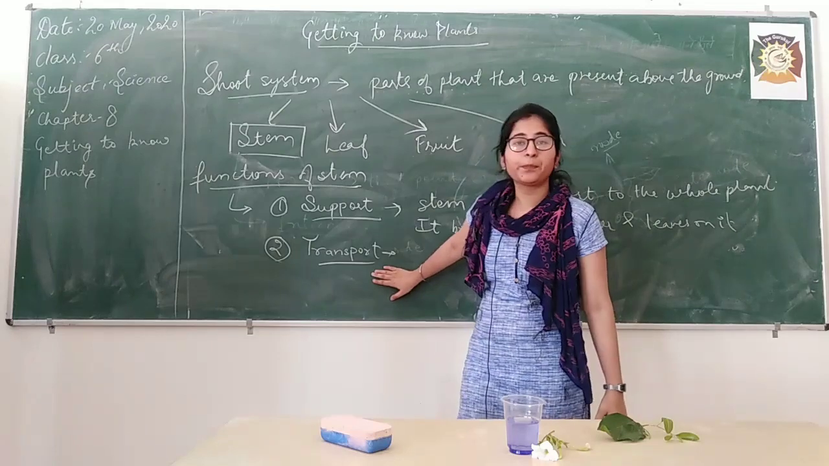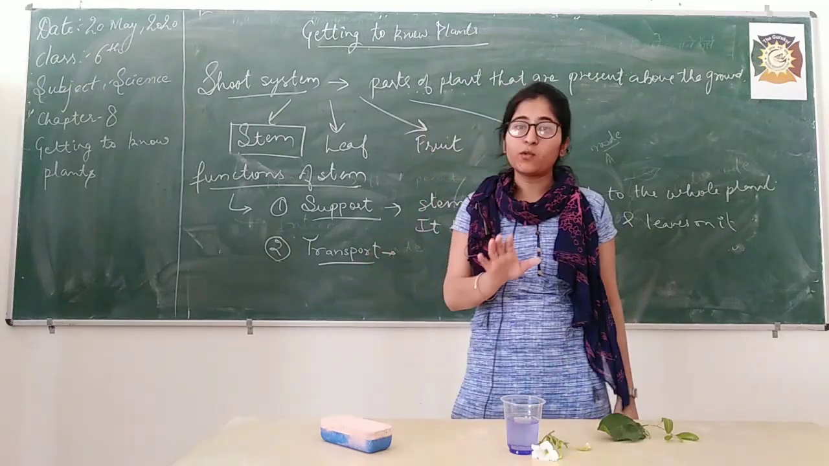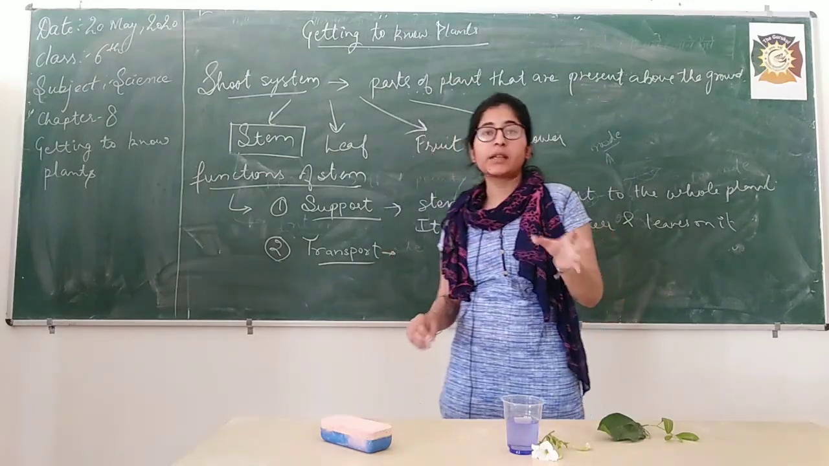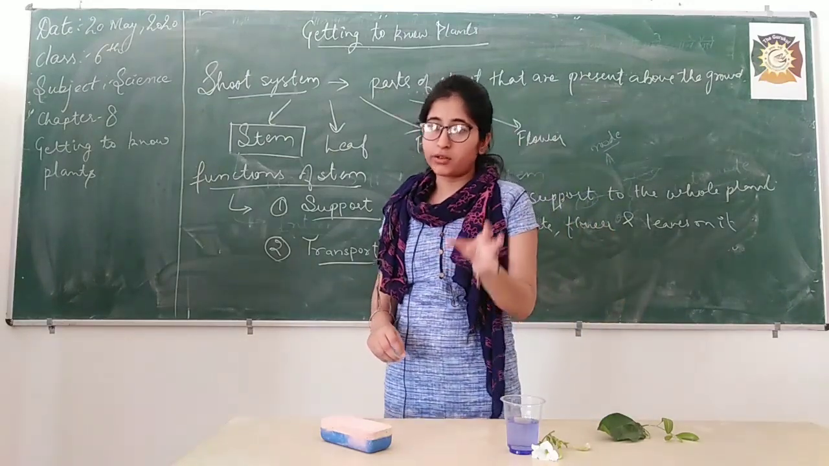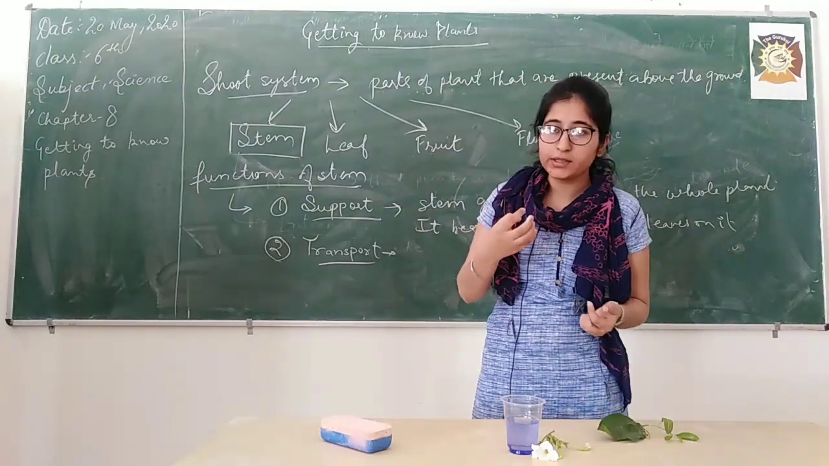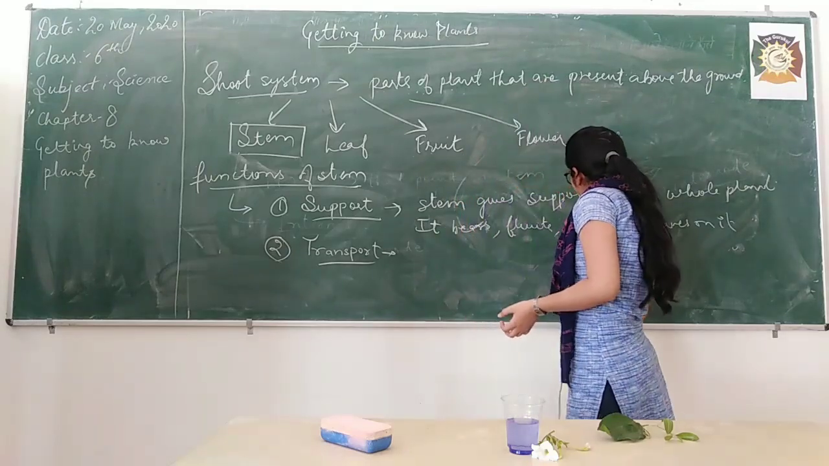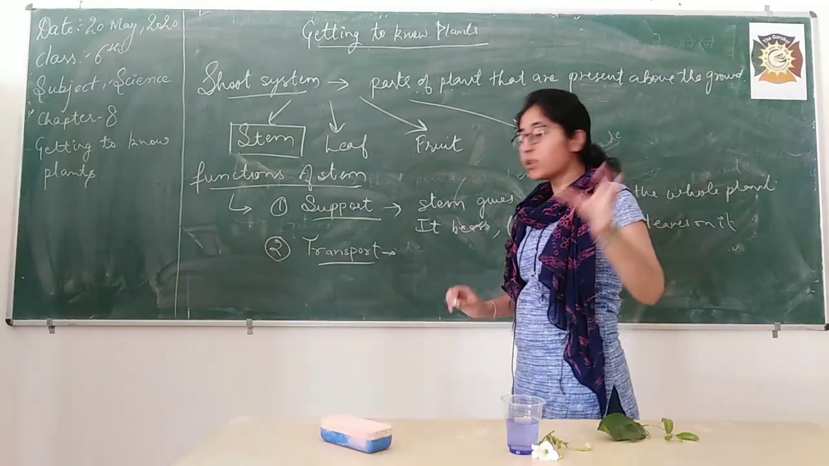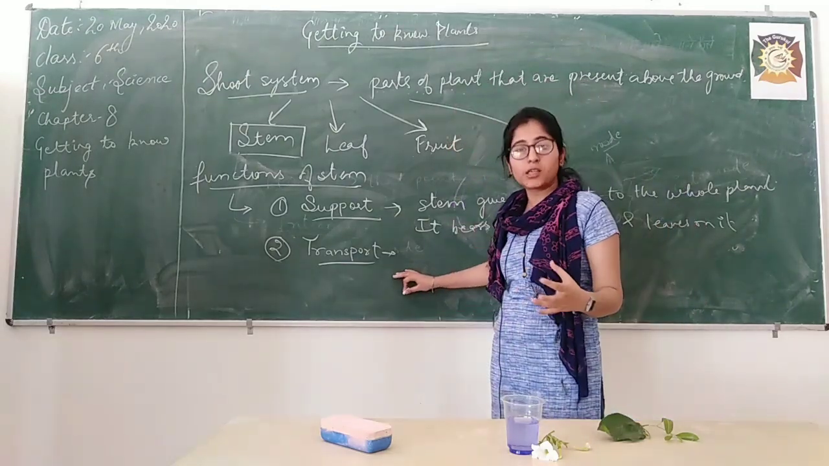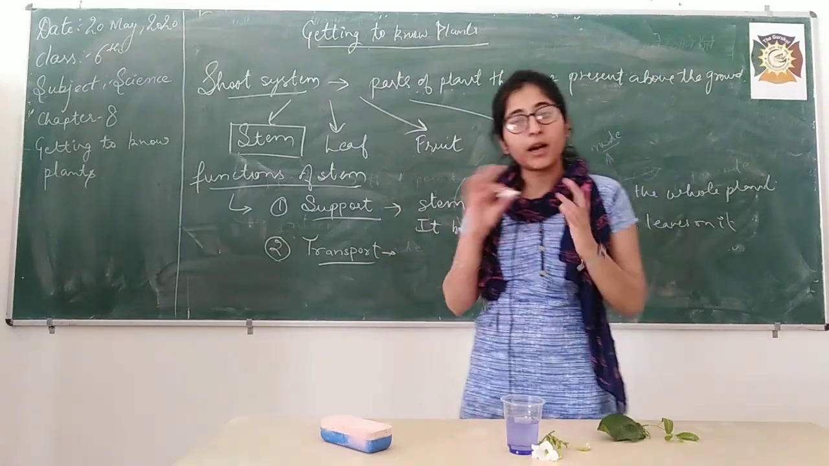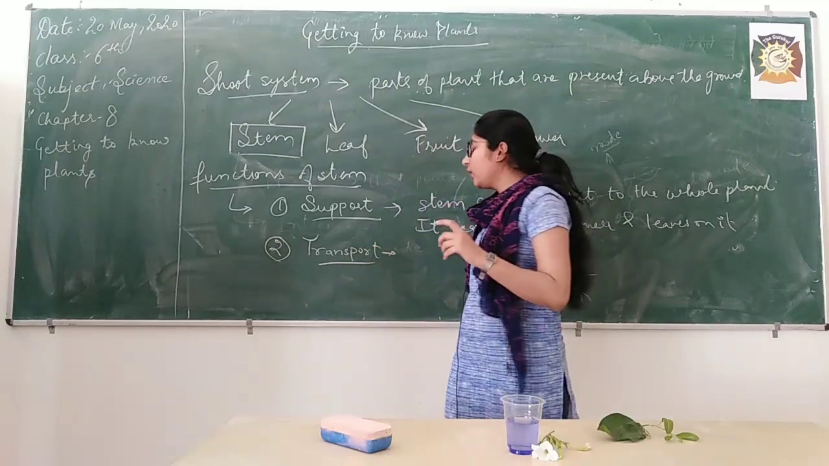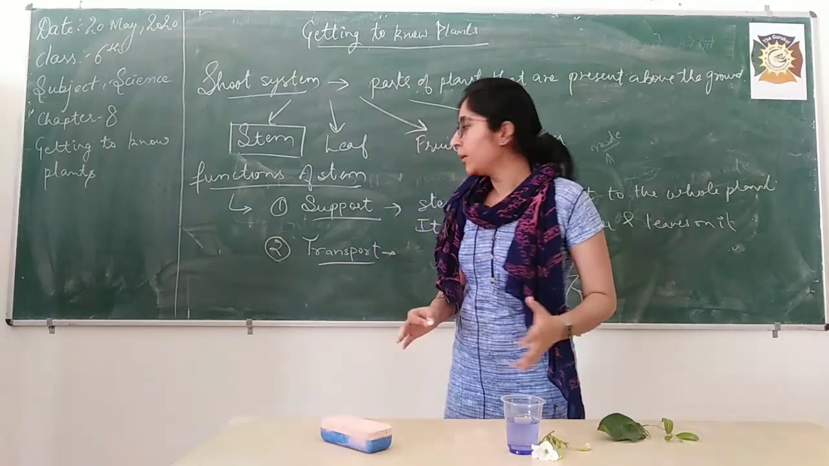Same happens with the plants. Roots are taking water and nutrients from the soil, but the whole plant requires those nutrients and water, right? So what will a stem do? Stem will take the nutrients and water that the roots have already absorbed from the soil, and then the stem will transport them to other parts of the plant, like leaves, flowers, fruits, so that nutrients are transferred to the whole plant.